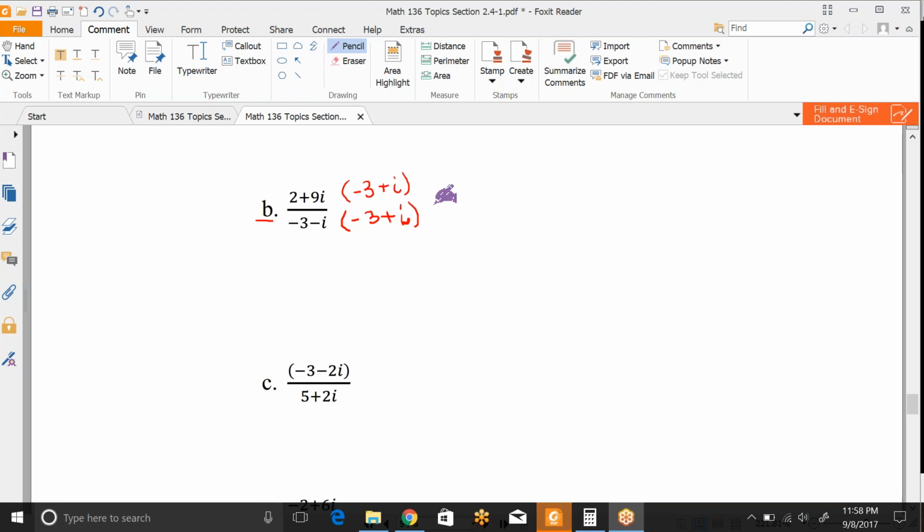So when we distribute this out, this would be 2 times negative 3 is negative 6, 2 times i is 2i. 9i times negative 3 is negative 27i. And be careful here, 9i times i is positive 9i squared, which means that actually changes to a negative 9. So that's my top. Negative 3 times negative 3 is positive 9. Negative 3i would be next.